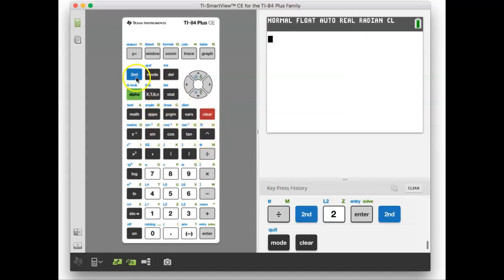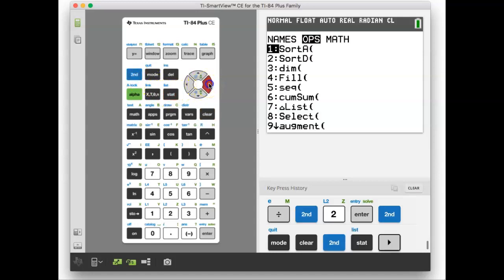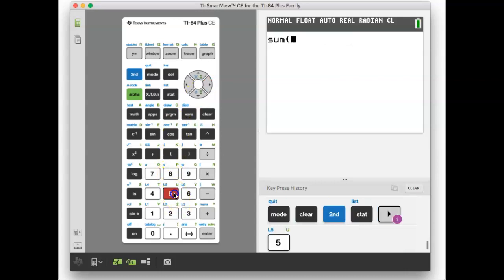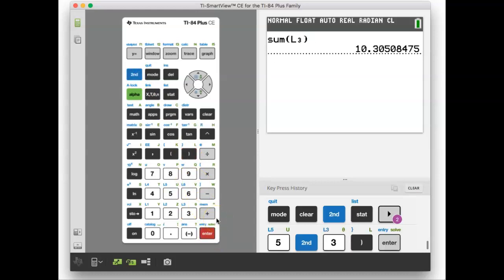And we're going to go to our list menu, which is second stat. Go ahead and scroll all the way over to math and choose sum. So that's the 5th option. And we're just going to add up list 3. There we go.